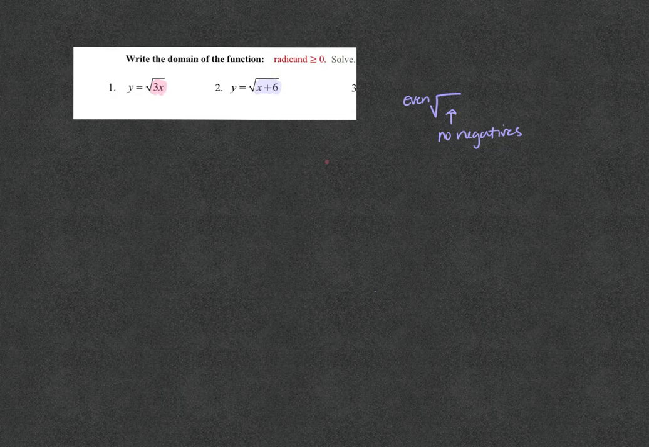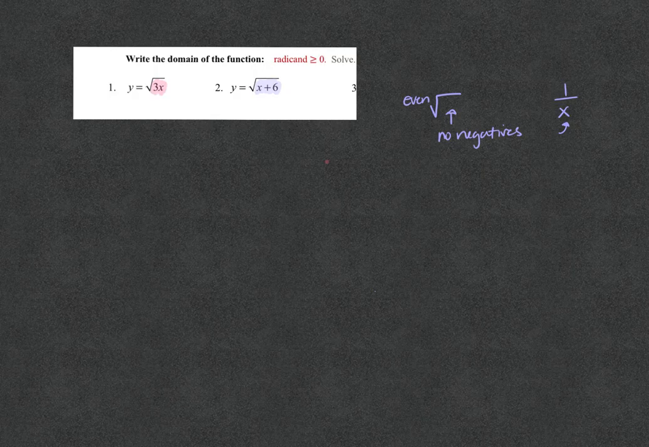And the only other thing you're not allowed to do in math is you are not allowed to divide by 0. So anytime you have a variable in the denominator, you need to make sure that you exclude any values that would make the denominator equal 0. So aside from those two things, you're pretty much going to have all real numbers.